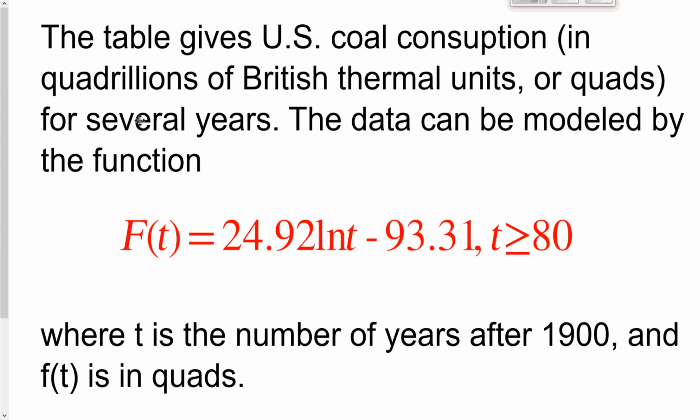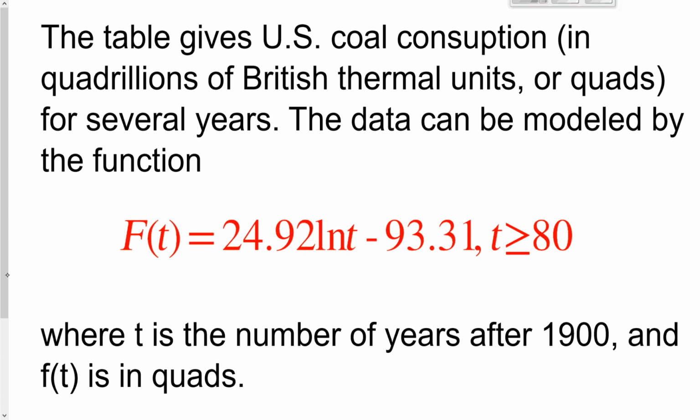Okay, so here we go. We have a table. It's not shown on here. It's in the book, but it gives coal consumption, and it's modeled by f of t equals 24.92 ln of t minus 93.31, where t has to be greater than or equal to 80, and t represents the number of years after 1900, and f of t is in quads, or British thermal units.